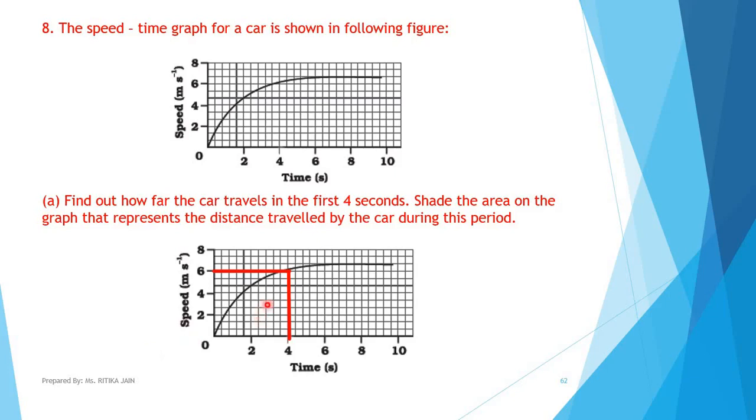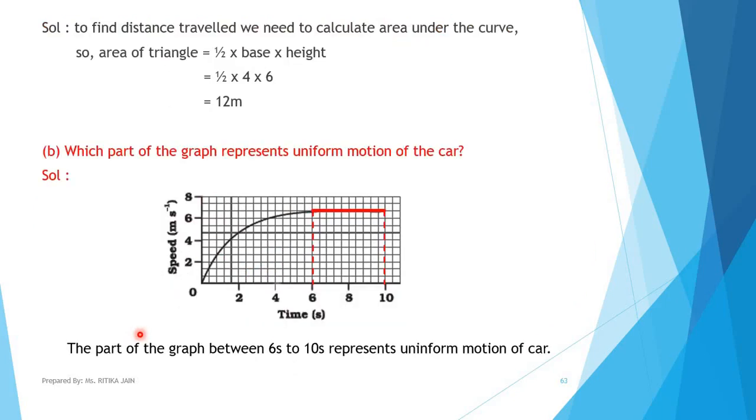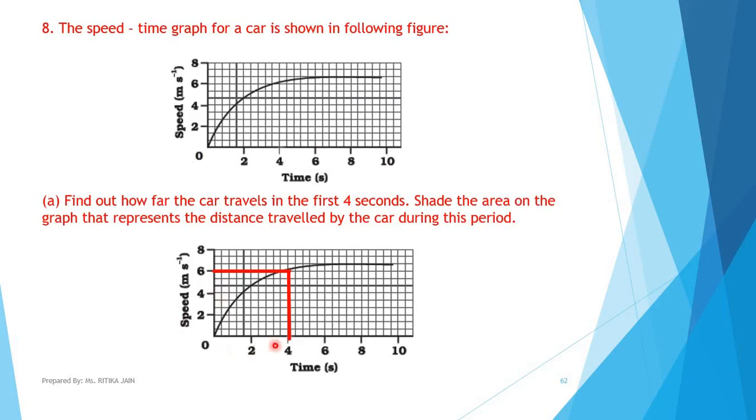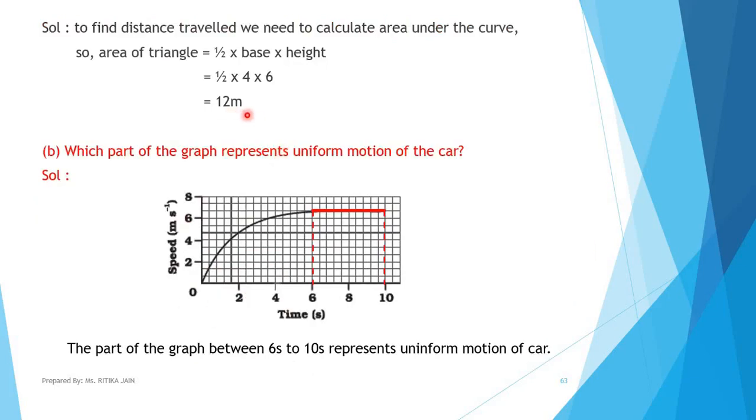So, approximately this shape makes a triangle. We will ignore this curve part and assume there is a straight line approximately. So it makes a triangle. The area of a triangle is half base into height. Put the values, base is 4, height is 6. So the displacement covered by the object within 4 seconds is 12 meter.